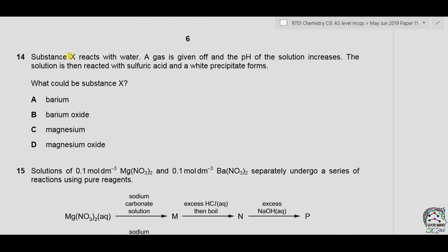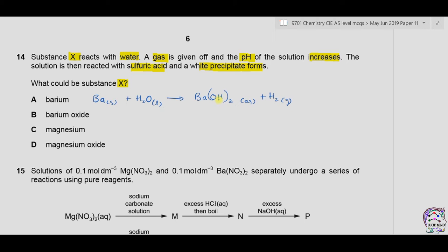Question 14. Substance X reacts with water, a gas is given off and the pH of the solution increases. The solution is then reacted with sulfuric acid and a white precipitate forms. What could be substance X? A is barium. Now barium is a reactive substance and it can react with water to form barium hydroxide along with hydrogen gas.